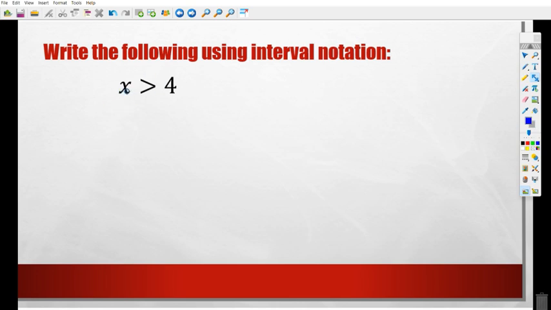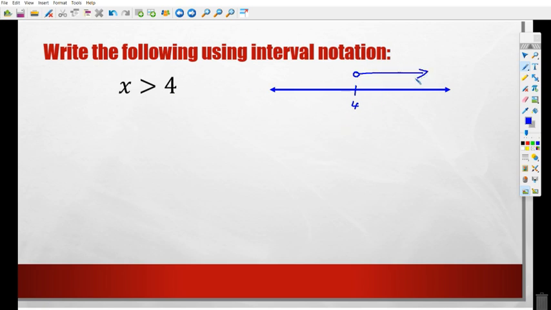It says here that x is greater than 4. Does that mean it's including 4? No. If something's greater than 4, that means it's bigger than 4. It's not 4, it's bigger than 4. So I'm going to draw my number line and label my 4. X is greater than 4. Is it including? No, it's not including. If it's not including and it says it's greater than 4, it's going to go to the right like this. So that's my number line.